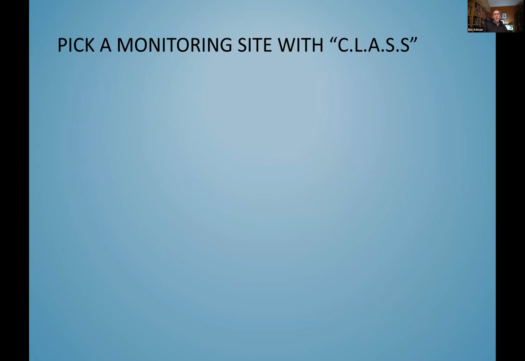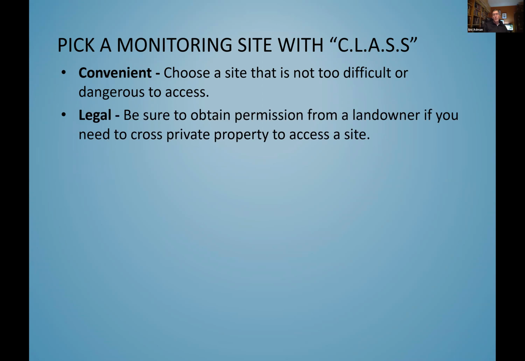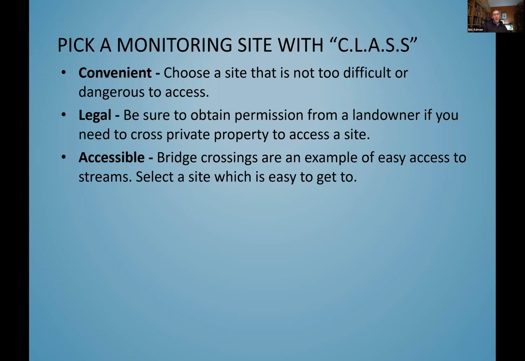So in terms of picking a monitoring site, we use this mnemonic CLASS: pick a monitoring site with class. So it needs to be convenient, so close to you would be an example of convenient. Legal. So if it's on private property, you need permission. Generally on public land, it's usually accessible, but you want to make sure that you have permission. You actually need to be able to get to the water body. So if you have a bridge crossing, but then you can't actually get down to the water level to conduct a sample, that might not be accessible, or it might be a good access point.